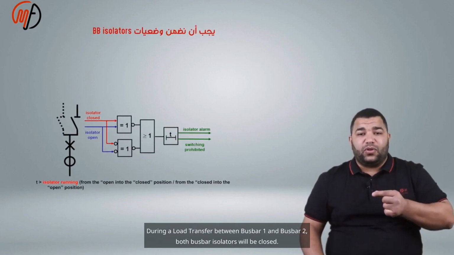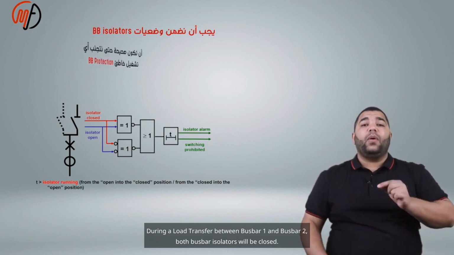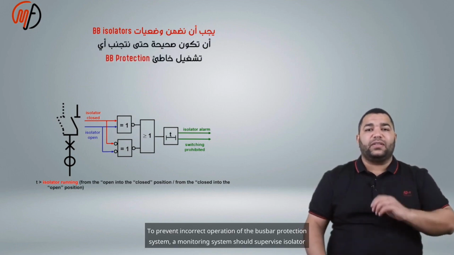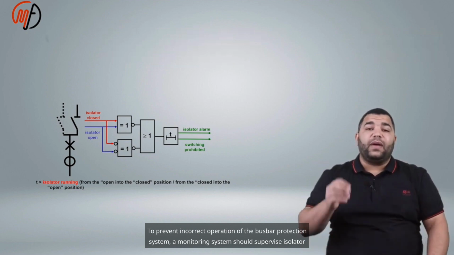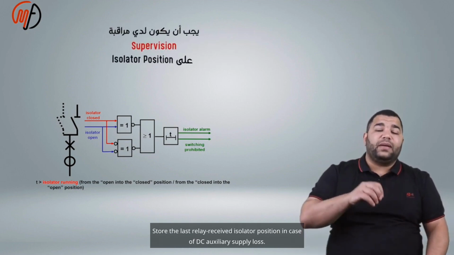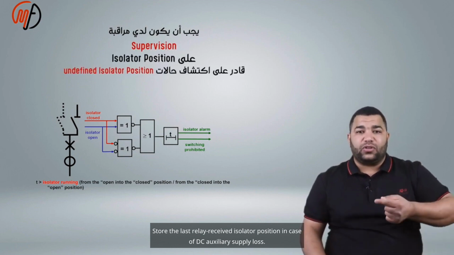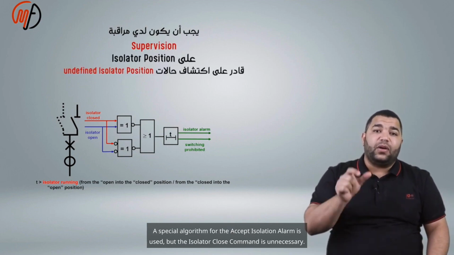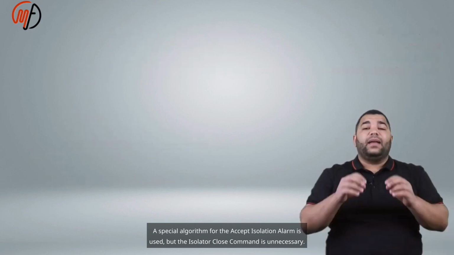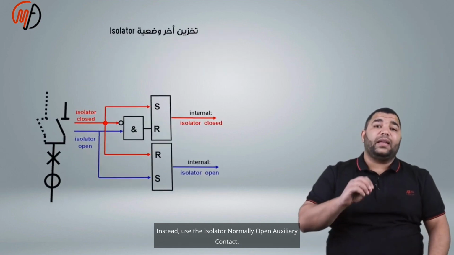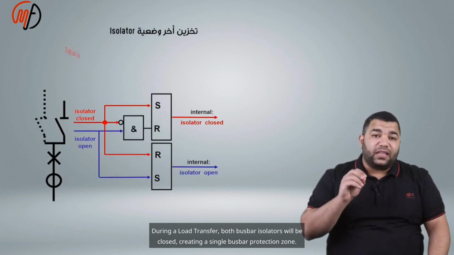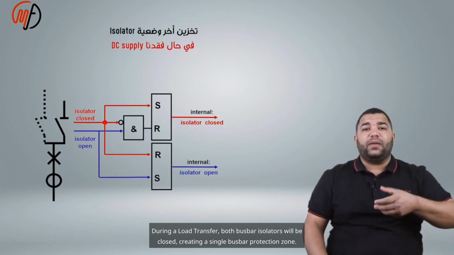During a load transfer between busbar 1 and busbar 2, both busbar isolators will be closed. To prevent incorrect operation of the busbar protection system, a monitoring system should supervise isolator positions to detect undefined states. Store the last relay received isolator position in case of DC auxiliary supply loss. A special algorithm for the accept isolation alarm is used, but the isolator close command is unnecessary. Instead, use the isolator normally open auxiliary contact. During a load transfer, both busbar isolators will be closed, creating a single busbar protection zone.